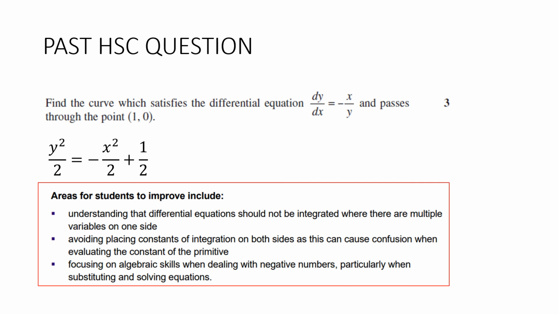Areas that students need to improve. Understanding that differential equations should not be integrated where there are multiple variables on one side. Avoiding placing constants of integration on both sides, as this can cause confusion when evaluating the constant of the primitive. And focusing on algebraic skills when dealing with negative numbers, particularly when substituting and solving equations.